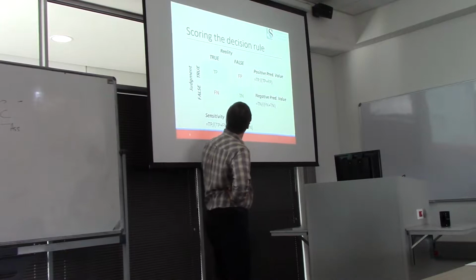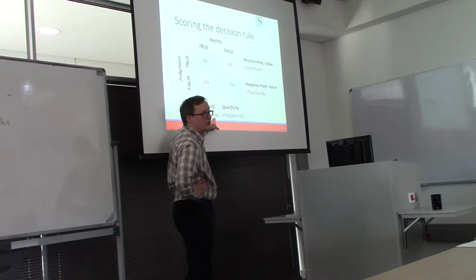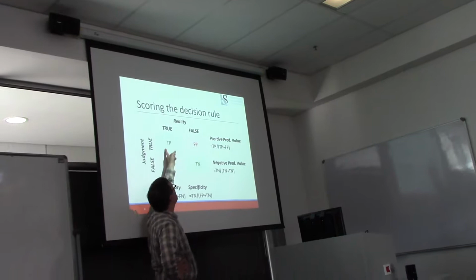So when we look at the math for sensitivity, what's our denominator? True positives and false negatives. So where do those appear on this chart? Great, the left side. So the denominator for sensitivity has only to do with people who really do have tuberculosis here.